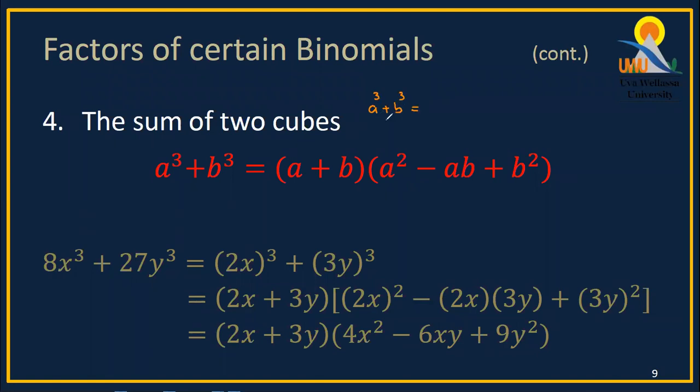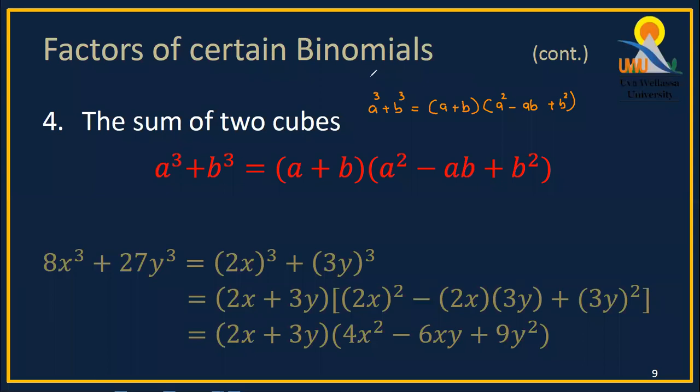To factor this out, you first take the addition of the bases. Here you will have a plus b, the addition of these two bases. Then, same as previously, the square term of the first base comes first and the square term of the second base comes last, and then the multiplication of these two terms, a times b. Since you have used the plus sign here, this will be connected with minus.